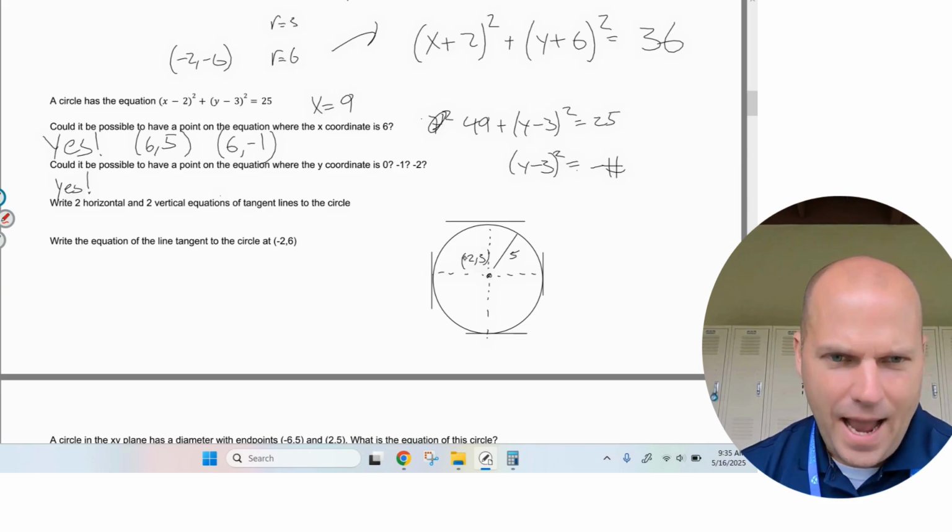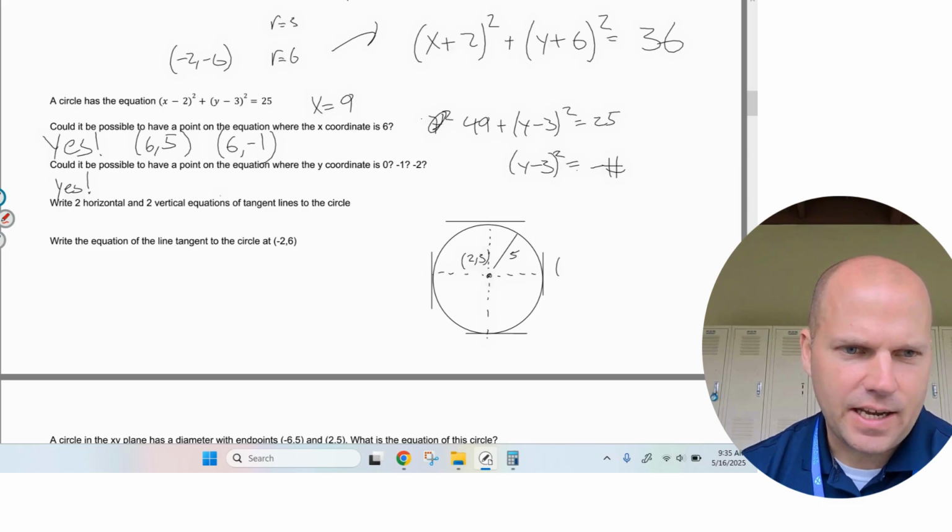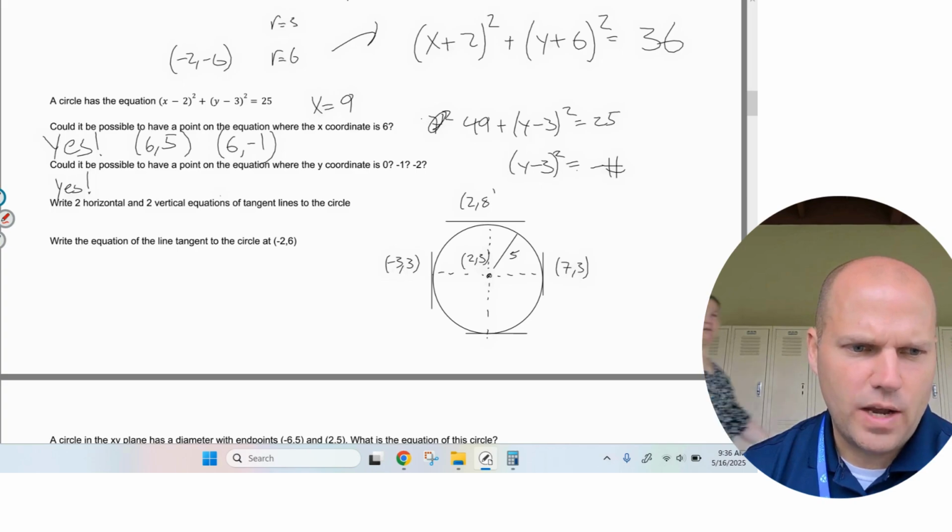So when I add 5 to x, I come over here to 7, 3. If I subtract 5, I have negative 3, 3. If I add 5, I have 2, 8.